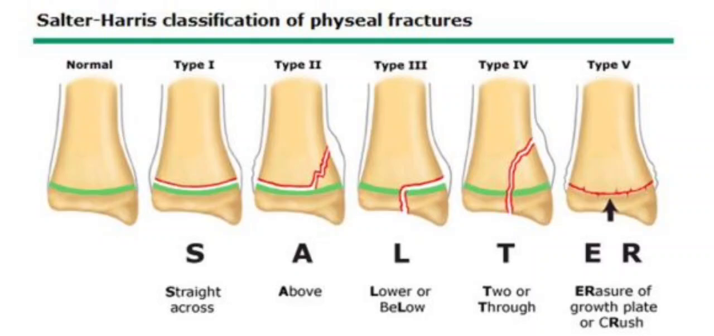Type 1 is a straight across fracture. There is separation between the physis and the epiphysis. Only the fracture is seen in the growth plate. An example of this fracture is slipped capital femoral epiphysis.